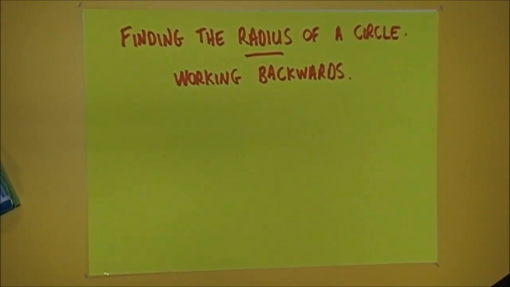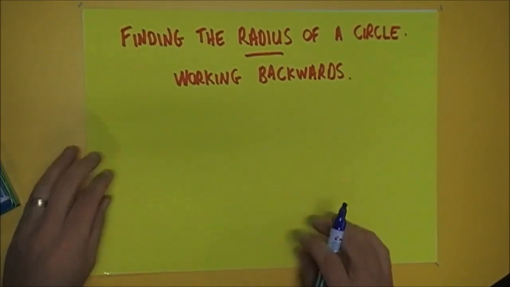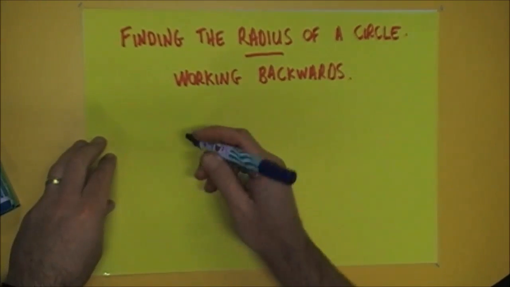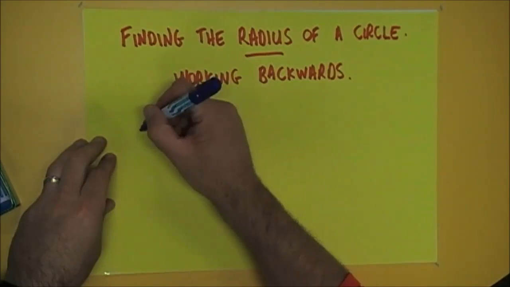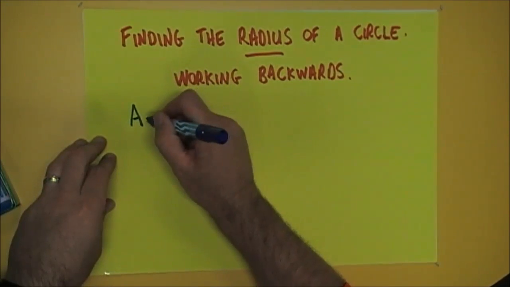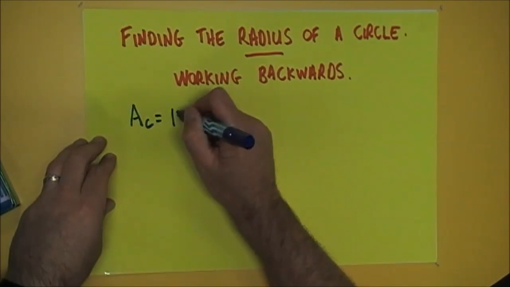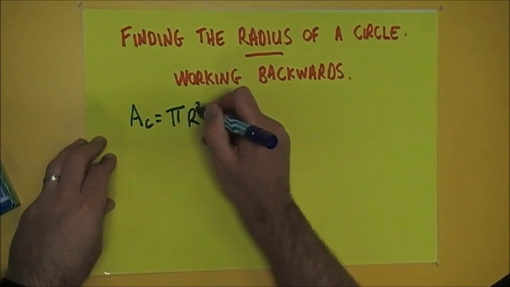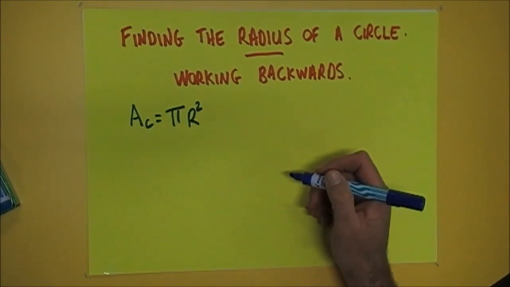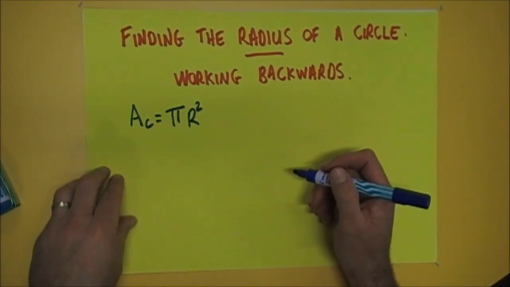Hi guys, so as I mentioned in class, we're going to look at finding the radius of a circle when we're given the area. We tried that a little bit this week, had a bit of success, wasn't too bad. Basically we're working backwards, so what I like to do is map out the formula and then substitute that formula with the information I know.